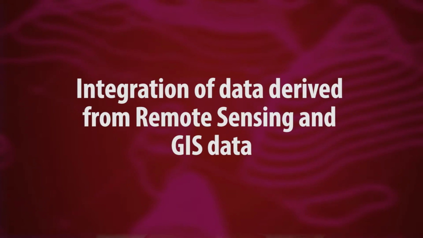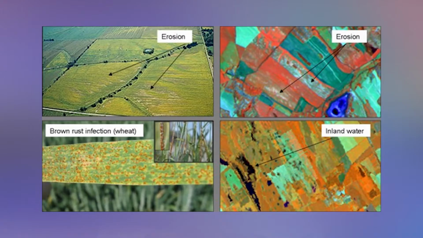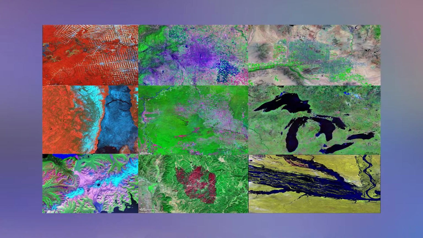Integration of data derived from remote sensing and GIS data. Aerial photography has long been used to generate analog geospatial products that now in digital form constitute important components of GIS databases. With the advent of digital remote sensing systems and image processing software, the importance of remote sensing in GIS has expanded considerably.